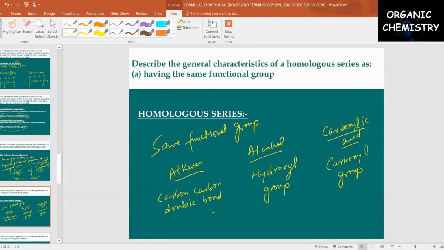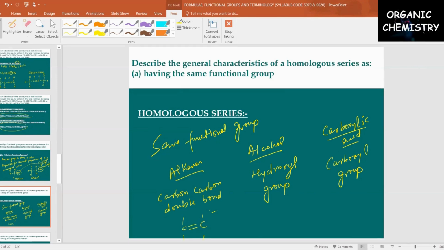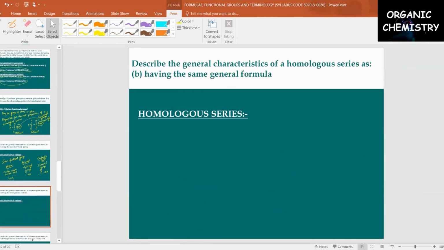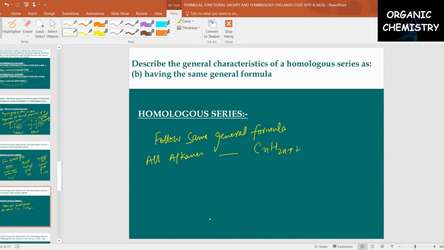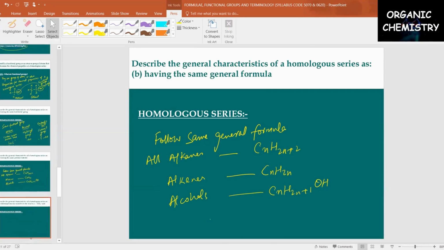For your convenience, I am drawing these groups. Carbon-carbon double bond will be like this. Hydroxyl will be like this. Carboxyl, C double bond OOH, it will be like this. Now, the homologous series follow the same general formula. Alkanes, all alkanes follow the same general formula, which is CnH2n+2. Alkenes, they all follow this general formula. You can easily predict the molecular formula of any member. Alcohols, CnH2n+1OH. So this is one of the characteristics.